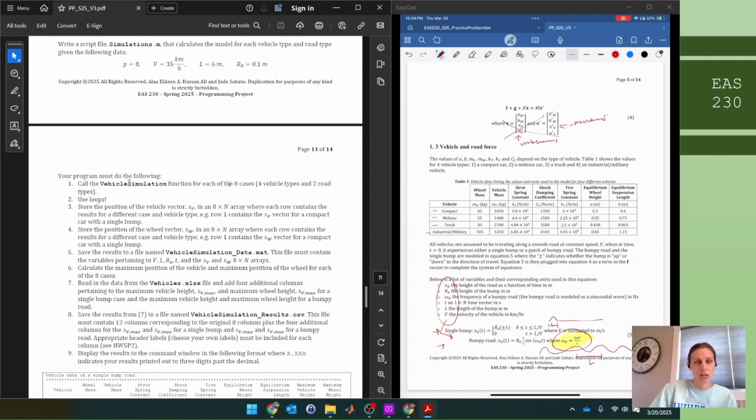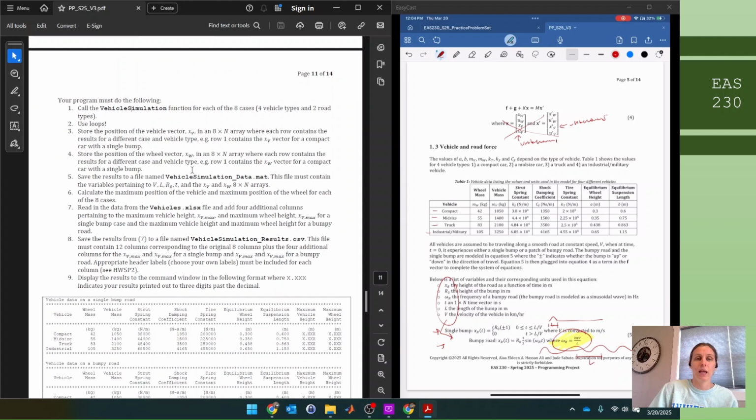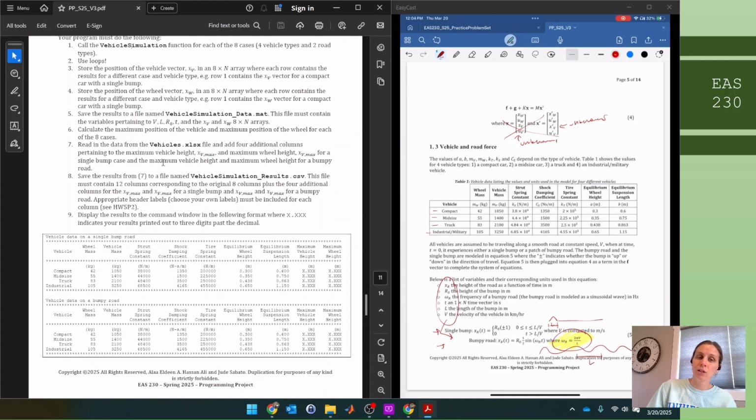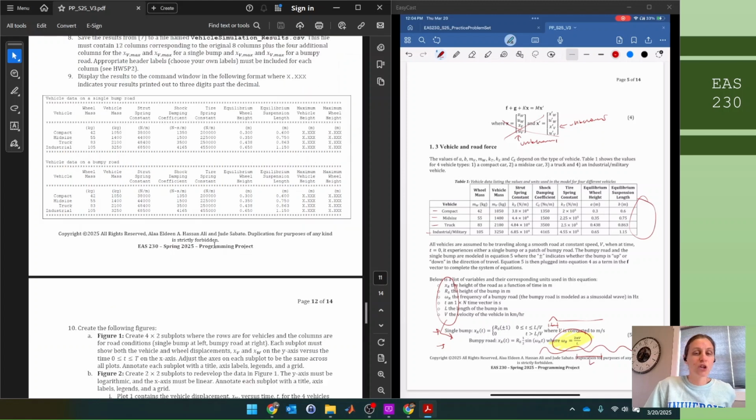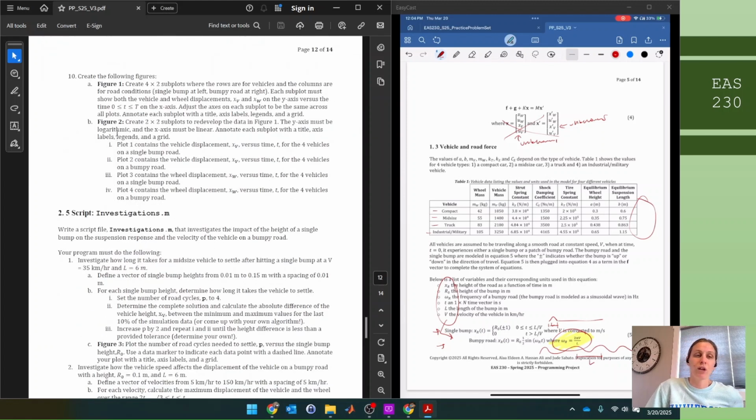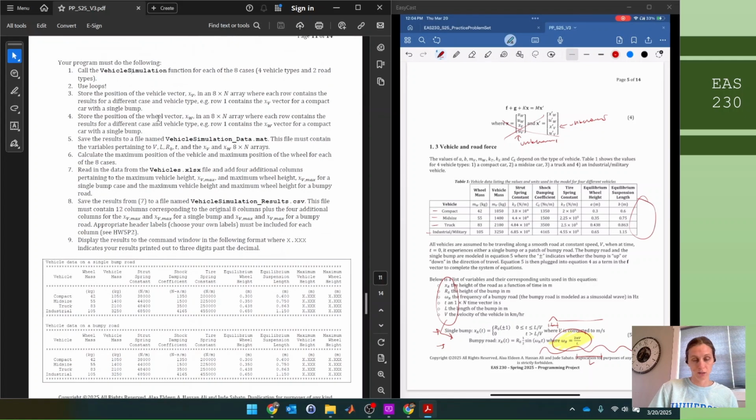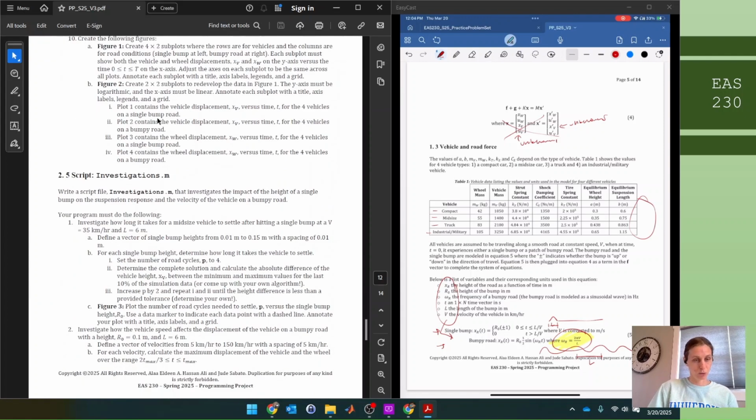And then given your results, you're going to go ahead and save your results in a file. You're going to add your results to the Excel file that you read in from vehicle data. And you're going to print things out and you're going to plot things. Okay, so create figure 1 and figure 2. So pretty standard. There's a lot to it just because you're doing a lot with the data that you generate.